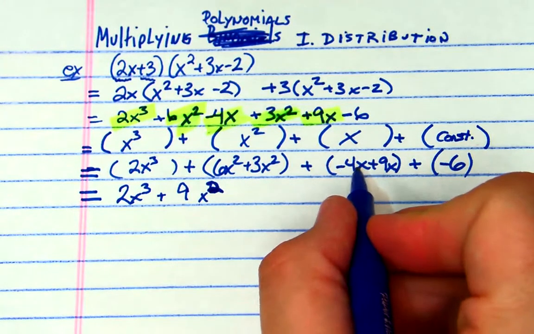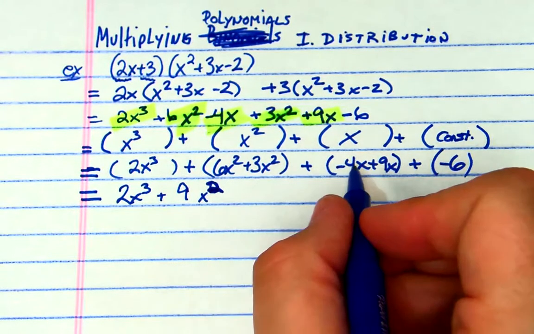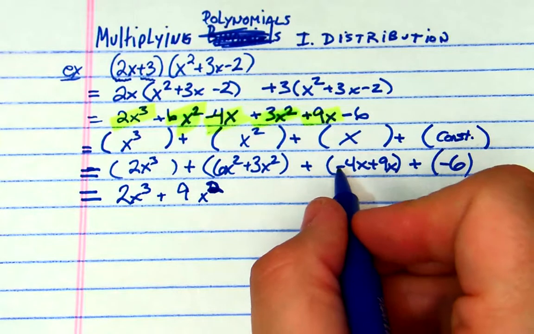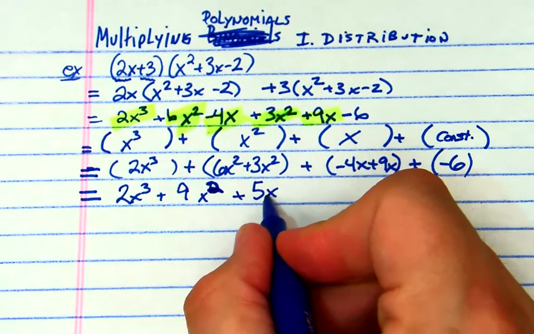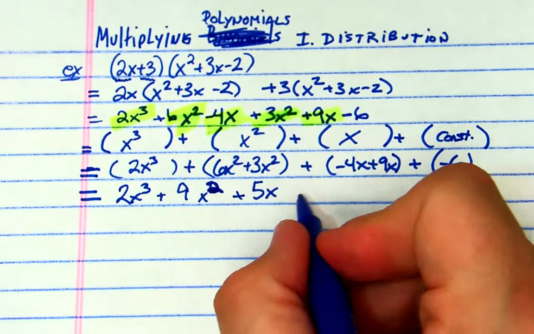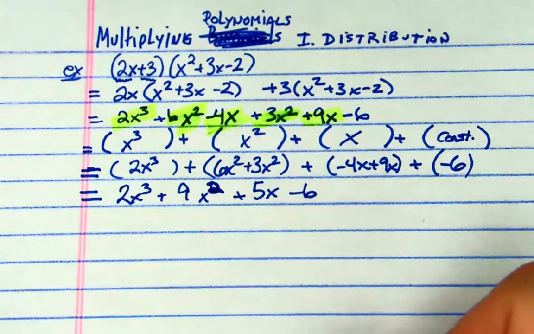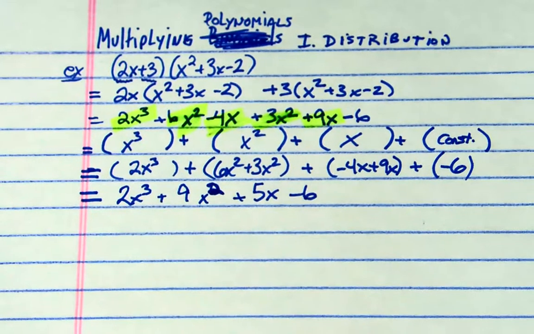Now I have a negative 4x plus a 9x. So negative 4 plus 9, or you could say 9 minus 4. That's positive 5x. And I just have a negative 6. And we are finished with this.